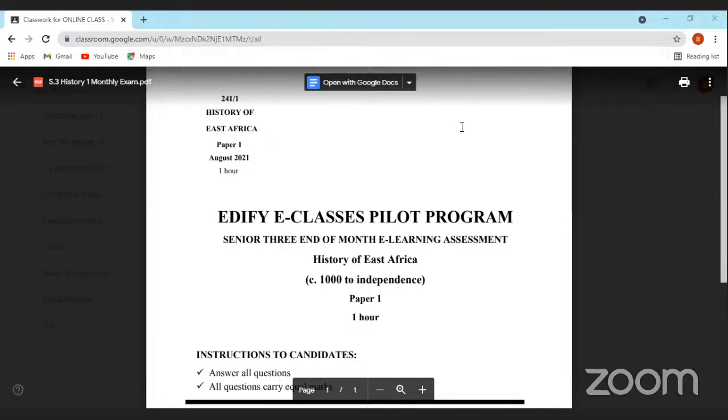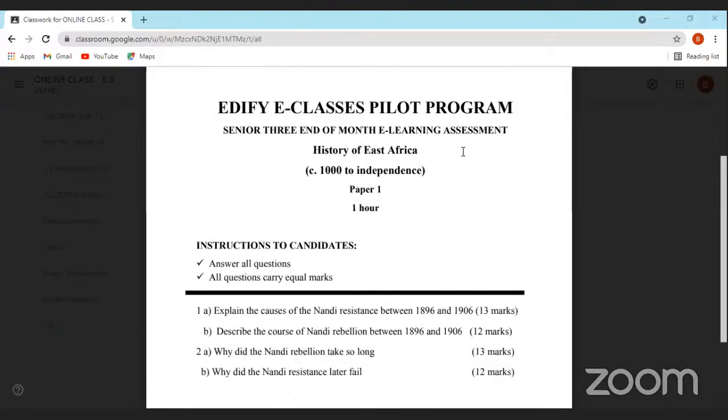Now, this is the paper that we did last week. This paper had instructions, as you can see. Answer all questions. That is the most important. There was also that other instruction that all questions carry equal marks. Instructions are very important because it is the first exam. When you don't read the instructions, you might end up failing the paper. So it is important that you begin with the instructions. Some people were attempting only one number, yet our instructions were telling us to do all the questions.